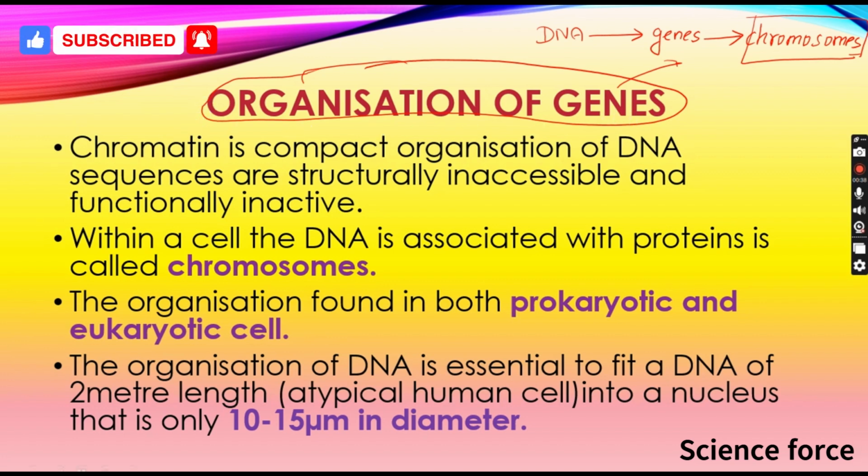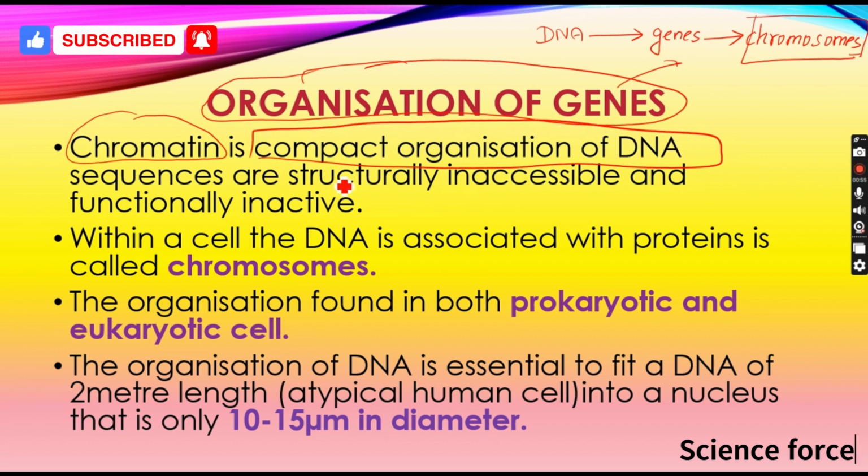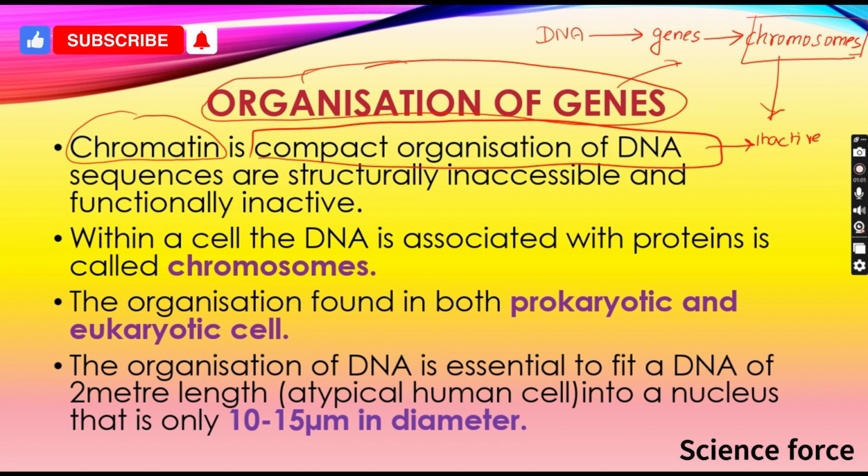So, at first we should know what chromatins are. Chromatins are the compacted organization of the DNA. The compacted organization of a DNA is known as chromatins. They are found to be inactive. In general, the chromosomes are found to be inactive, but a DNA is the active form.